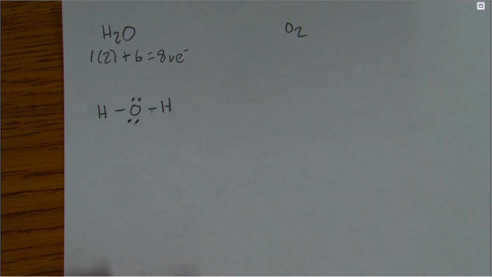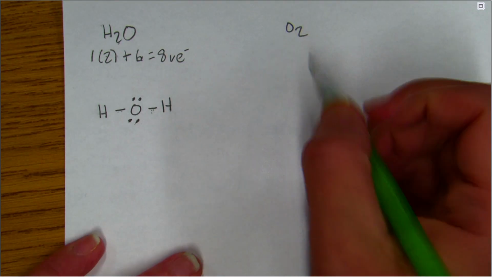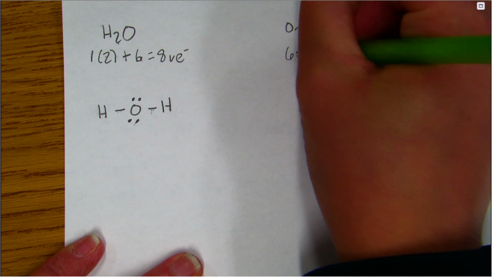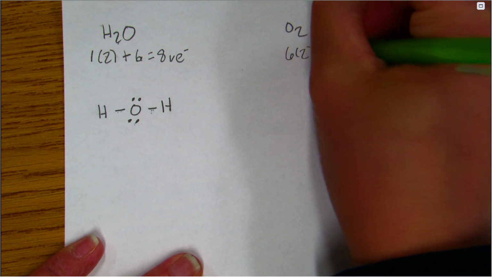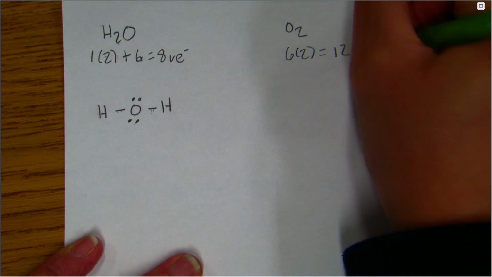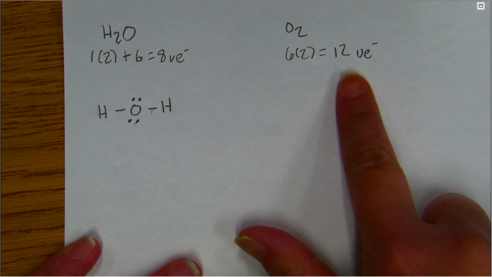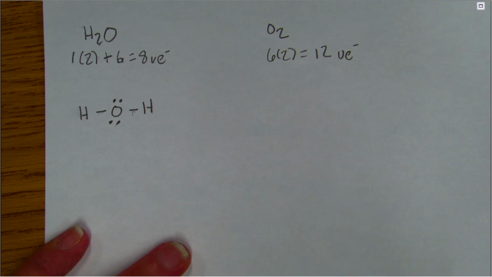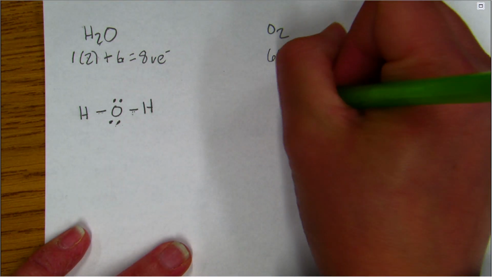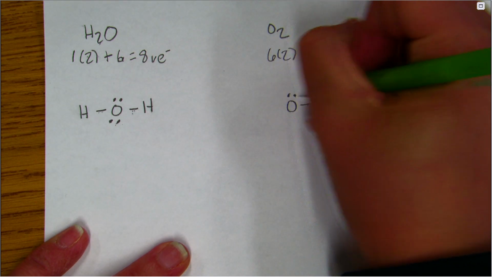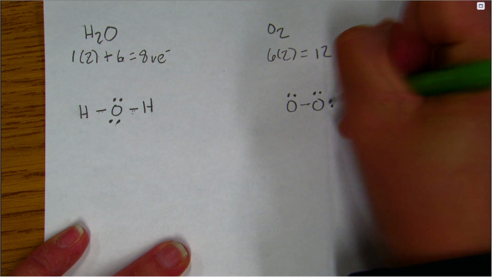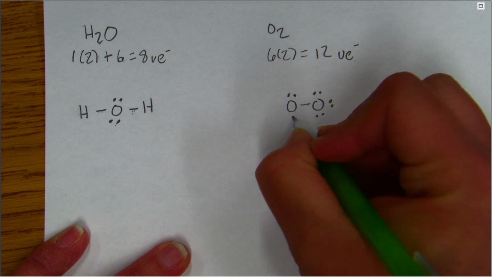Let's look at oxygen. Oxygen has 6 valence electrons. There are 2 oxygens. So my structure needs 12 total electrons because it has 12 valence electrons. We are going to start with a single bond. So I've put in 2. Now we are going to add lone pairs until we get to 12. 4, 6, 8, 10, 12.